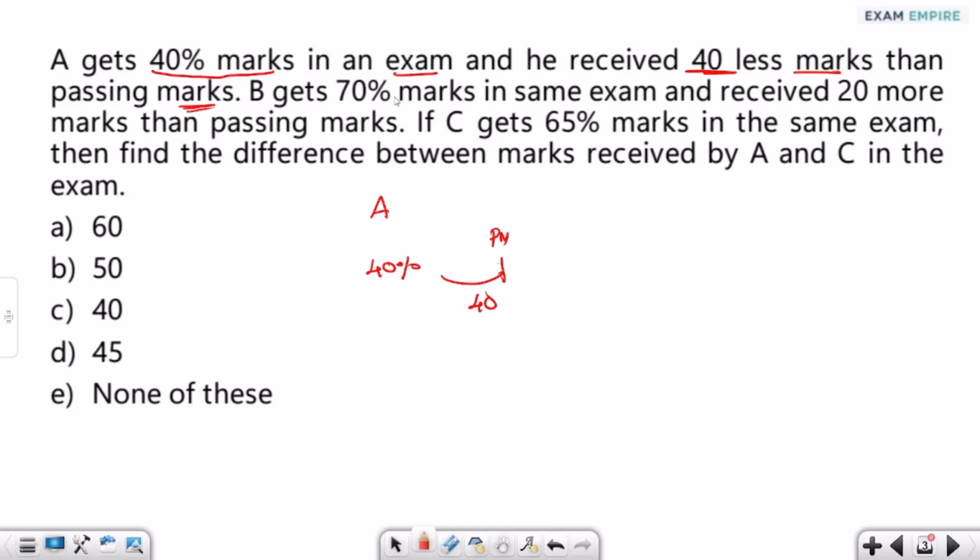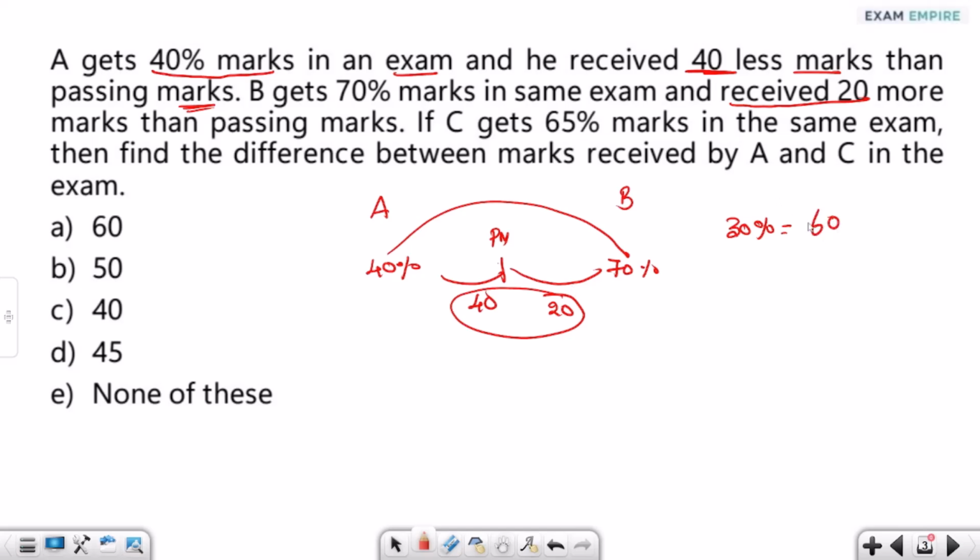B gets 70% marks in the same exam and received 20 more than the passing mark. So what is the difference here? 20 marks. What is the difference in percentage? 30 percentage. What is the difference in marks? The difference in marks is 60.